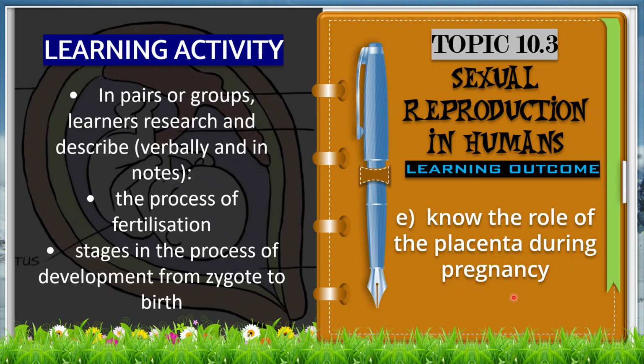So we are going to look at the learning activity in pairs or groups. Learners research and describe verbally and in notes the process of fertilization, and the stages in the process of development from zygote to birth.